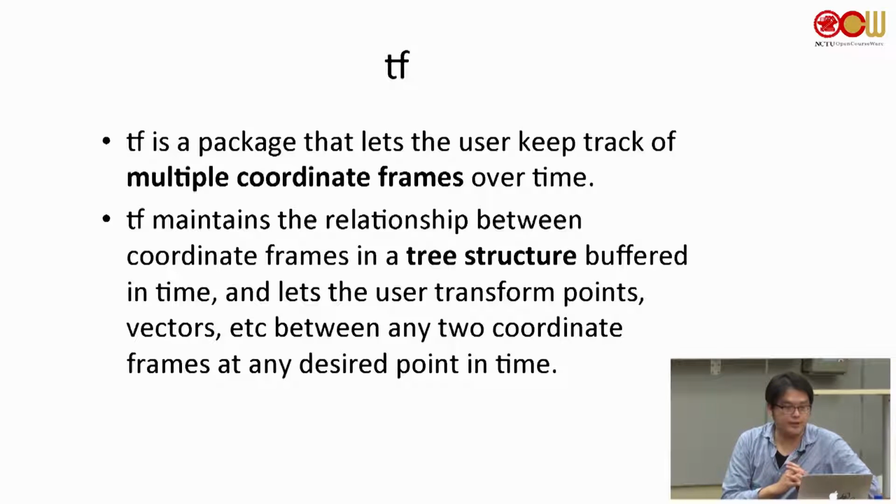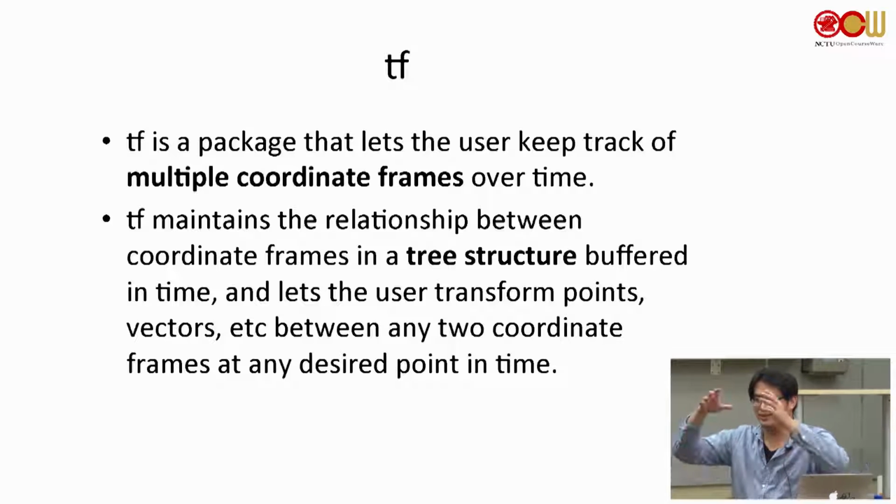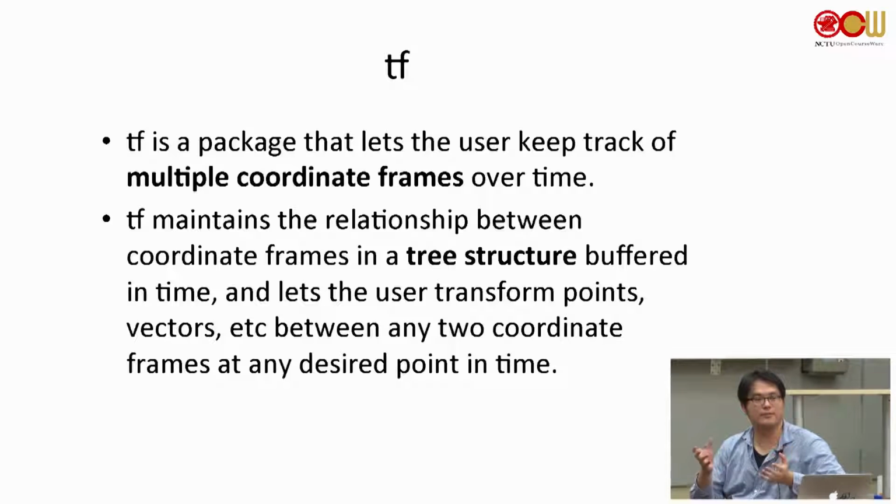So let's quickly look through the TF package. TF essentially lets the user keep track of multiple coordinate frames over time. Essentially, it's a tree structure. You guys know R2D2, right? It's in Star Wars, something like a trash can. Because the duckybot itself has no arm on the robot, it only has its own frame.